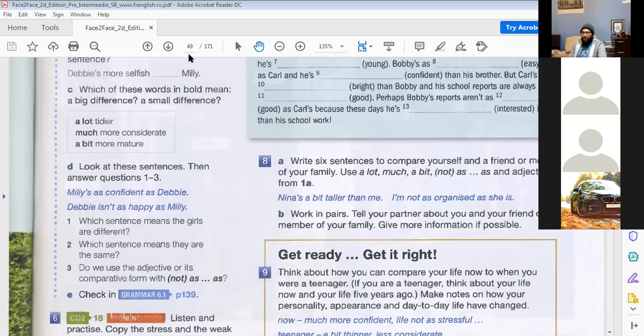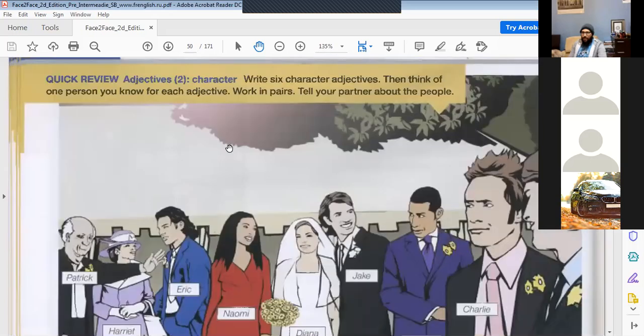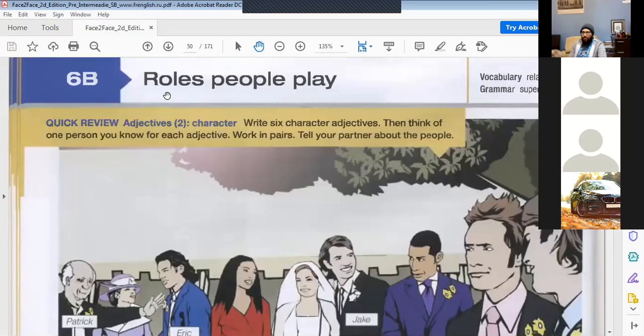Okay, today we're going to talk a little bit about weddings. So the lesson says, roles people play. Now, what do they mean when they say roles people play? What are they trying to say? What does it mean to say role? A role. If you play a role, what does that mean? Does it mean that you're acting, for example? Maybe. Yeah, like that.